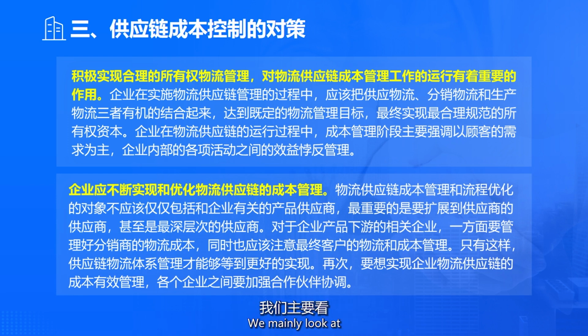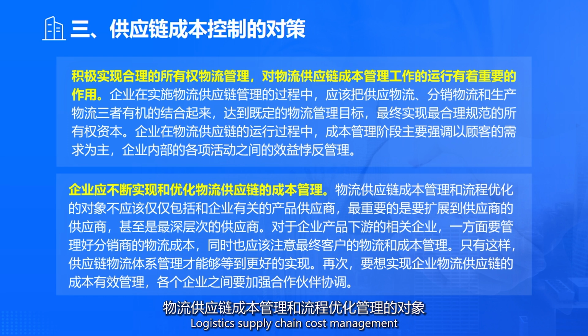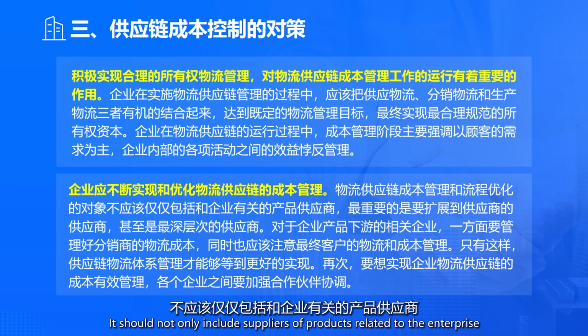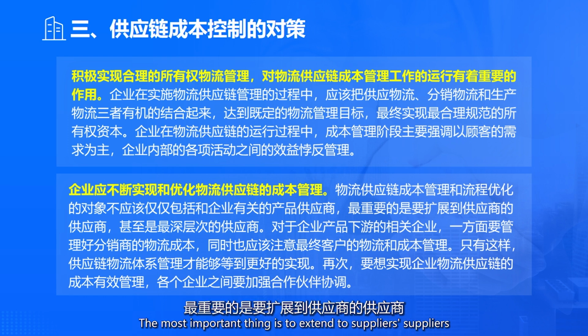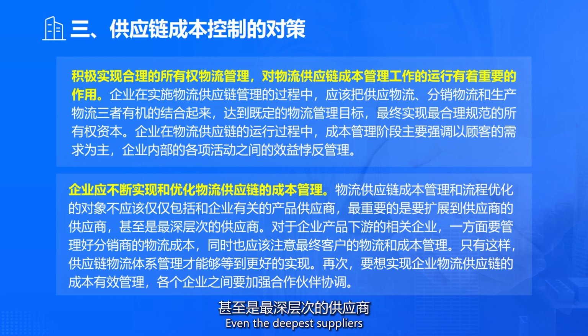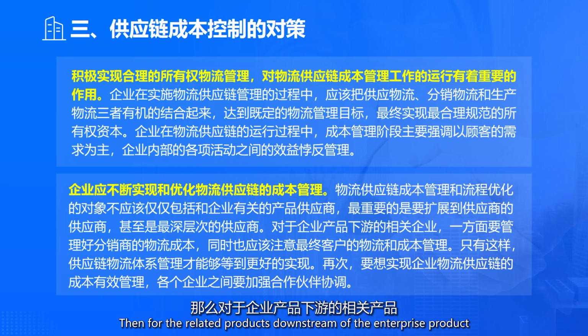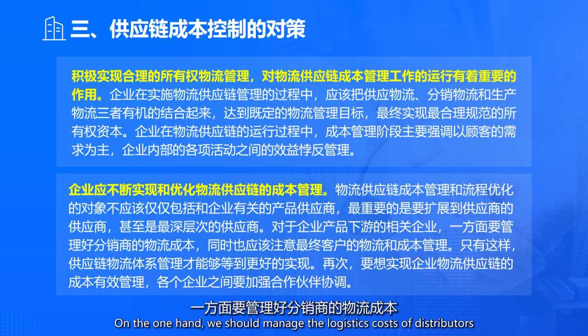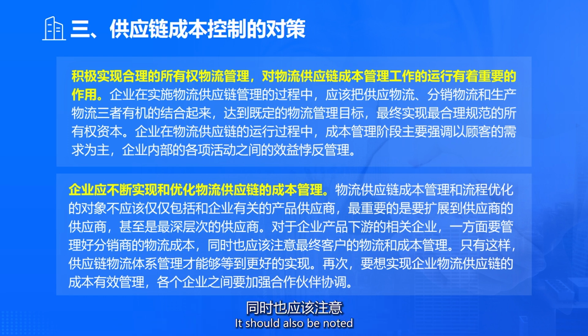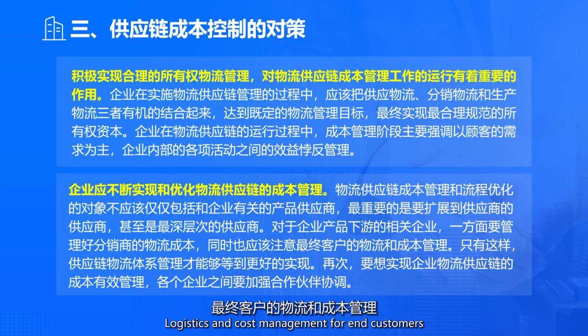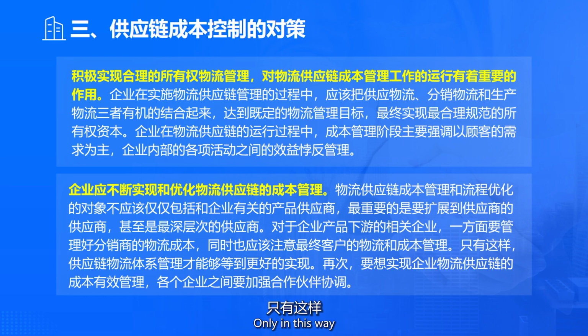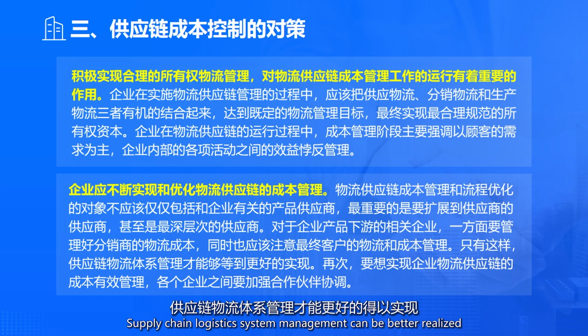We mainly look at logistics supply chain cost management and process optimization management objects. It should not only include suppliers of products related to the enterprise. The most important thing is to extend to suppliers, even the deepest suppliers. Then, for the related products downstream of the enterprise product, on the one hand, we should manage the logistics costs of distributors. It should also be noted, logistics and cost management for end customers. Only in this way can supply chain logistics system management be better realized.